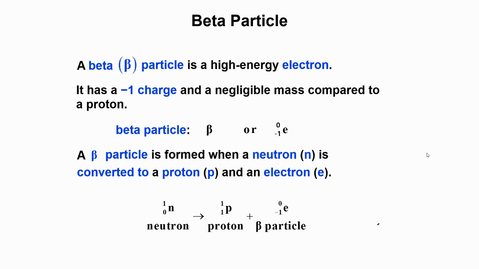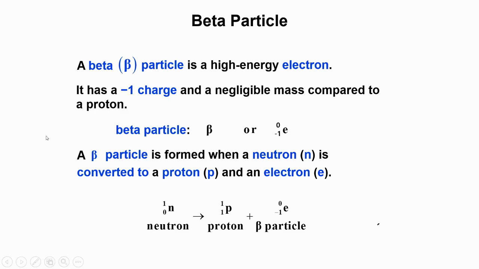The next one is a beta particle. That is just a high energy electron that comes out of a decaying nucleus. It has a -1 charge because it's an electron, and it has negligible mass. Compared to a proton, it has a really tiny amount of mass, but it does have mass. So that's why it's a little bit easier to stop because it has a little bit of mass, but it's kind of hard to stop because the mass is so small.